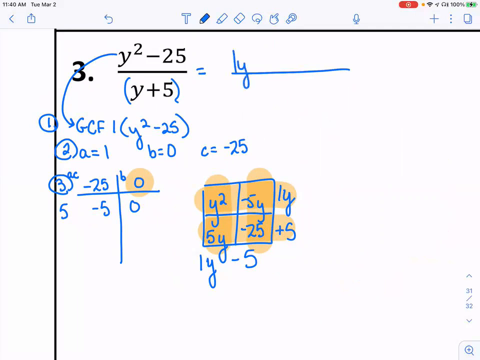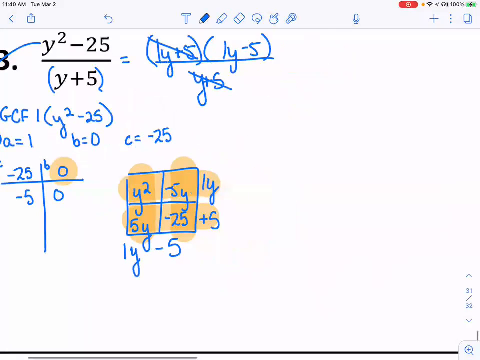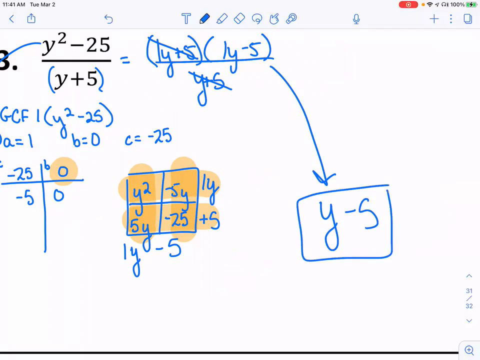But 1y plus 5 is the top and 1y minus 5 is the top. You factored the top. You just changed it to be in factored form. There's the bottom. 1y plus 5 is the same as y plus 5. So your final answer is 1y minus 5, or just y minus 5. Yes.